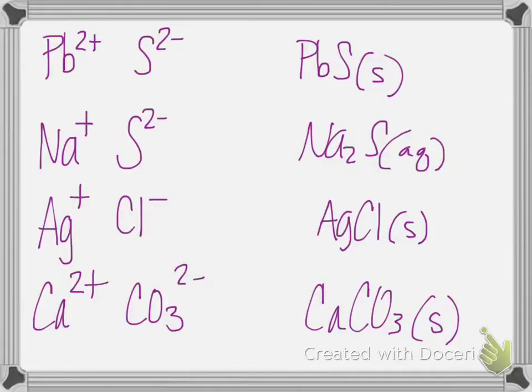So it can be solid. Statues are made out of calcium carbonate. That's why acid rain dissolves them, because it reacts with it. So do you see how to use the chart at least?